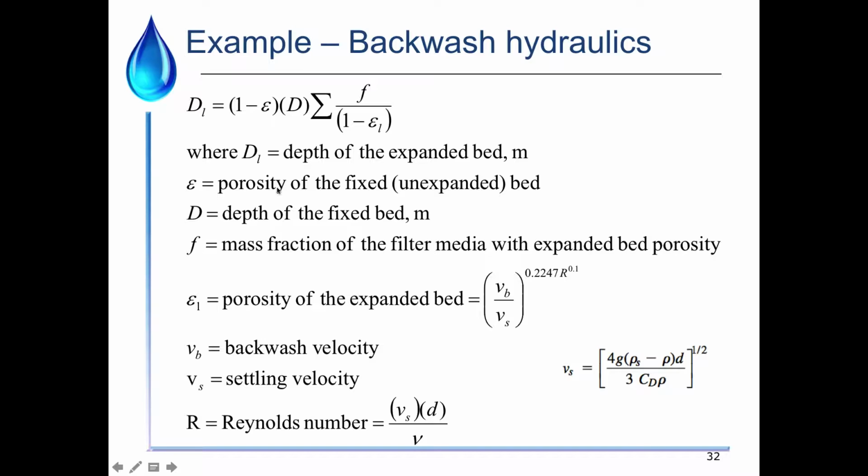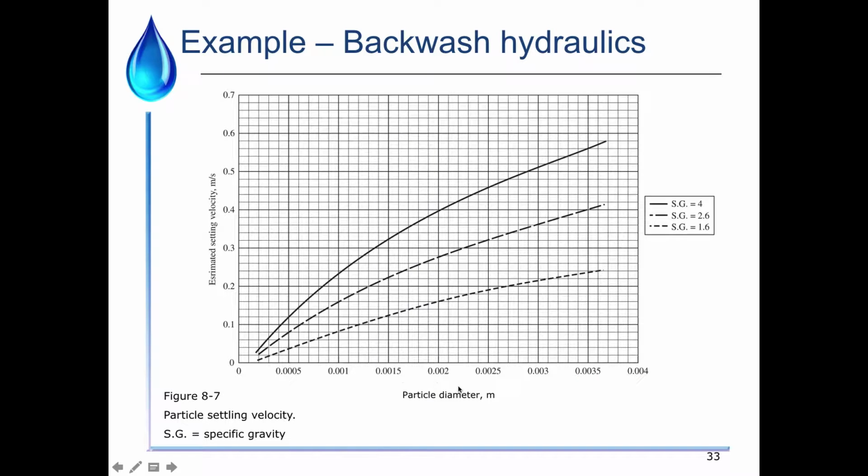Epsilon is the porosity of the fixed bed. F is the mass fraction of the filter media. Very similar to our previous example of filtration head loss. Epsilon L here should be epsilon E, again, the porosity of the expanded bed, and we have an equation for that. And VB is backwash velocity. VS, settling velocity. Okay, you can see those.